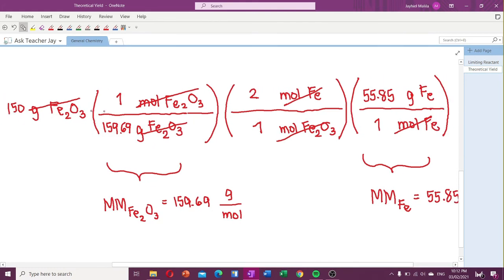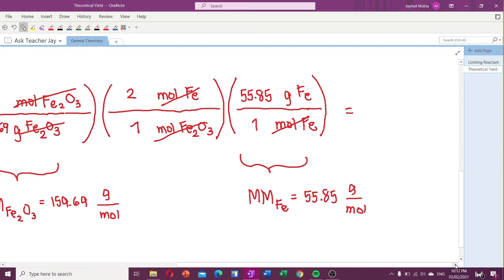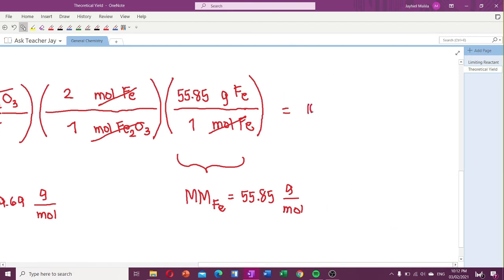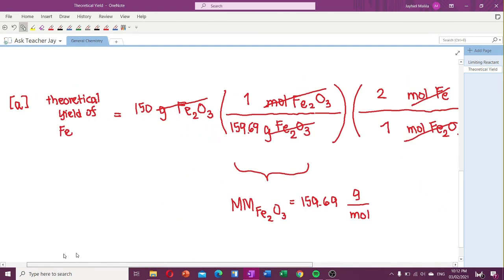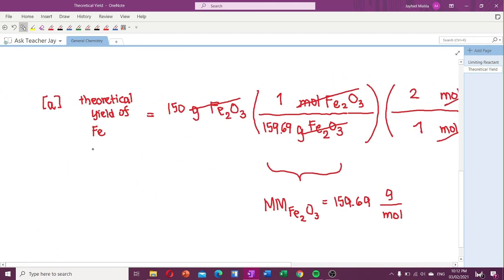So we have 150 times 1 over 159.69 times 2 over 1 times 55.85. Pause the video if you want to calculate everything on your own. Okay, so assuming that you have paused the video, the answer is 105 grams. Take note that I'm still using 3 significant figures because the initial value is 150 grams, which has 3 significant figures. So that's our theoretical yield.